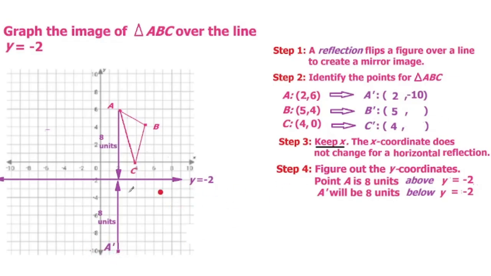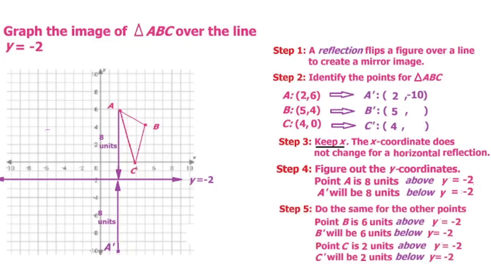Okay, so all we had to do was count 8 units from here. 1, 2, 3, 4, 5, 6, 7, 8. Okay, so we arrive at -10. So that's the first trick, right? You just count the number of units. So now we do the same for the other points. Point B is 6 units above y equals -2. 1, 2, 3, 4, 5, 6. So that means B prime will be 6 units below y equals -2.